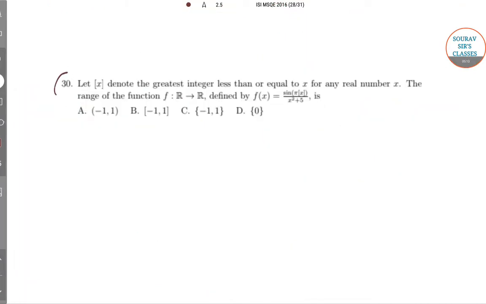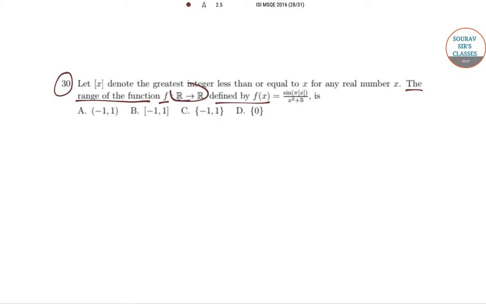The next question is question number 30. In question number 30, it has been said that we need to find out the range of the function f, which goes from R to R and is defined by f(x) is equal to sine of pi times greatest integer x upon x square plus 5. And the options given are open interval -1 to 1, close interval -1 to 1, the set of values -1 and 1, and a set having the value 0. And these are the four options which are supposedly the range of the function f(x), which is defined by this very structure.